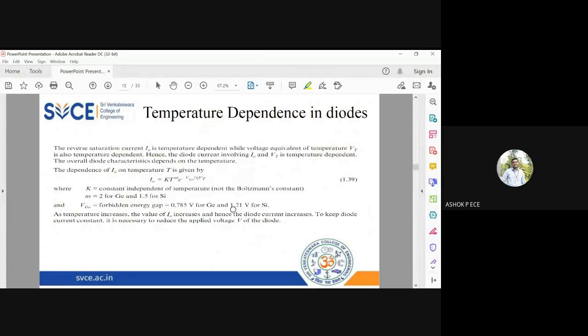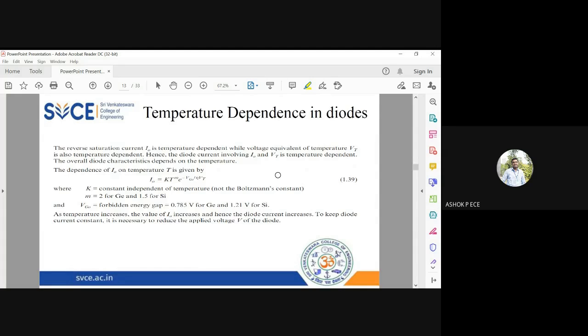Okay, so now the temperature dependence. We already know that a PN junction diode is a semiconductor device, so definitely it will have a temperature dependence. When the temperature increases, the current flowing through the diode is also going to increase. So the current I naught is given by a general formula.